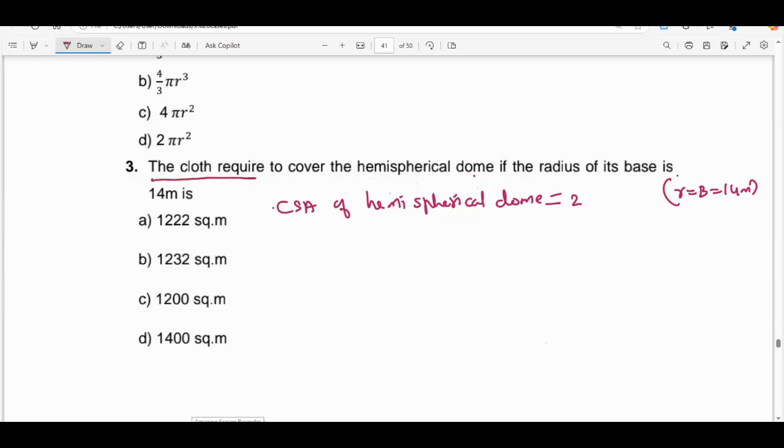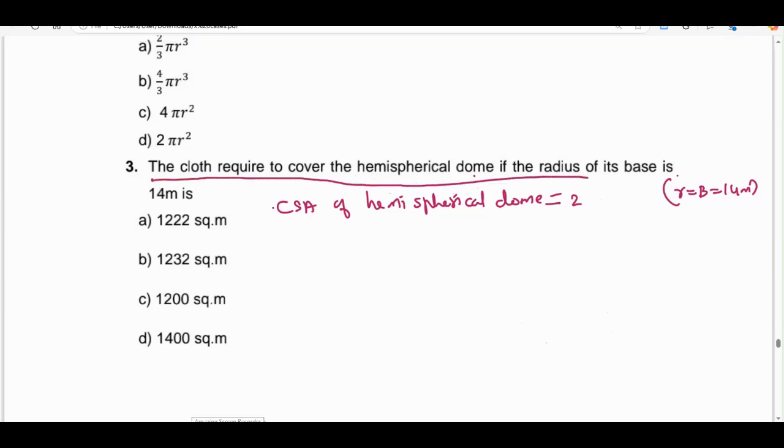Next, the cloth required to cover the hemisphere dome if the radius of the base is 14 meter. So we have the curved surface area of a hemisphere, 2 pi r square. That will be 2 into 22 by 7 into 14 into 14. So 7 ones are 7, 7 twos are 14, so it will be 2 twos are 4. 4 into 22 is 88. 88 into 14 is 1232. So the option is B.